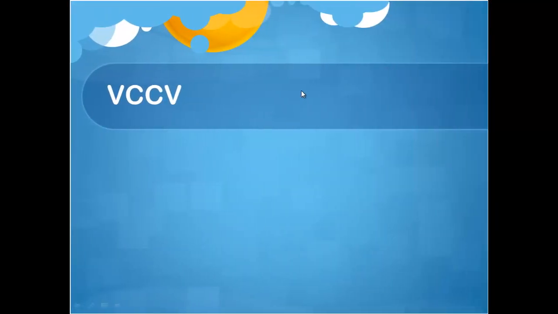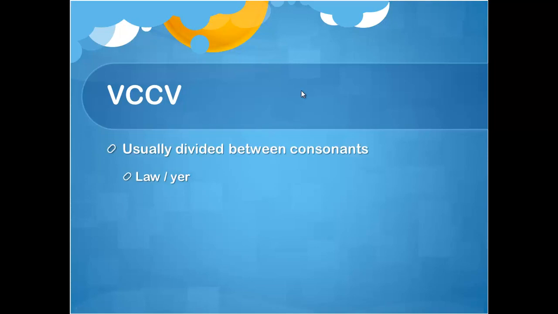Let's take a look at vowel, consonant, consonant, vowel. Usually we are going to divide between the consonants. So let's take a look at the middle letters, A, W, Y, E. For this, we're going to divide between the W and the Y, between the two consonants.